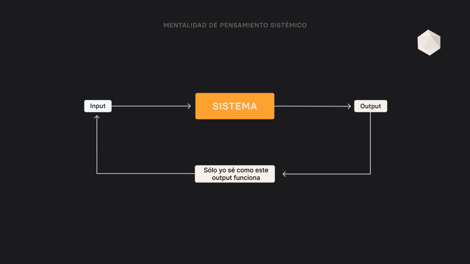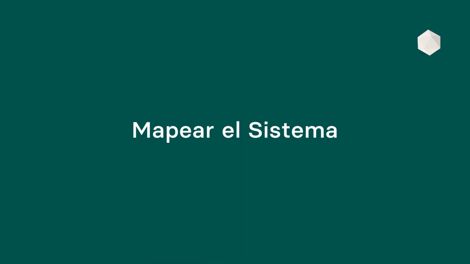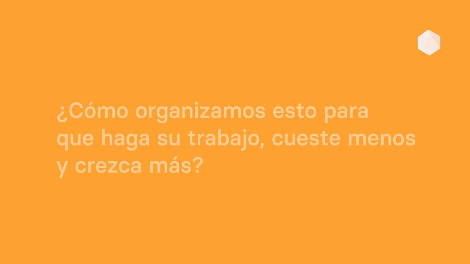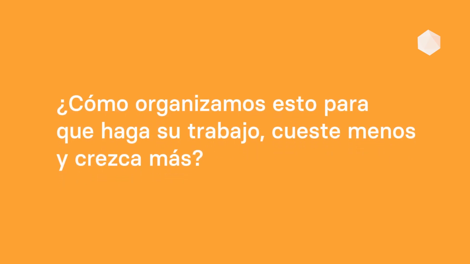In the previous chapter, we talked about systems thinking mindsets. In this one, we're going to talk about how to create foundations for a design system. There are multiple ways to organize and map out a system. A system model is an answer to how do we organize this so that it does its job, costs less, and grows more.